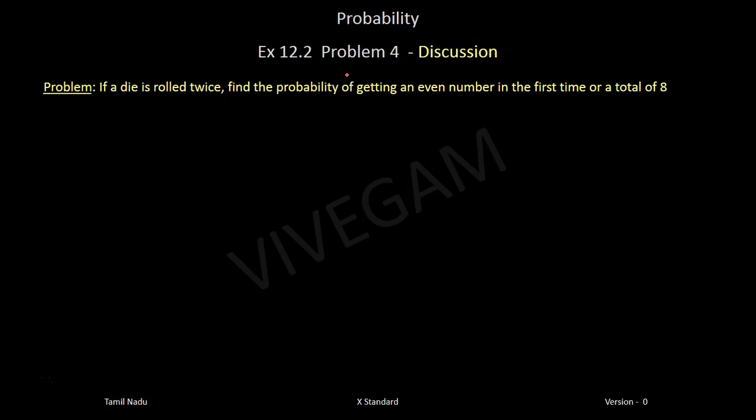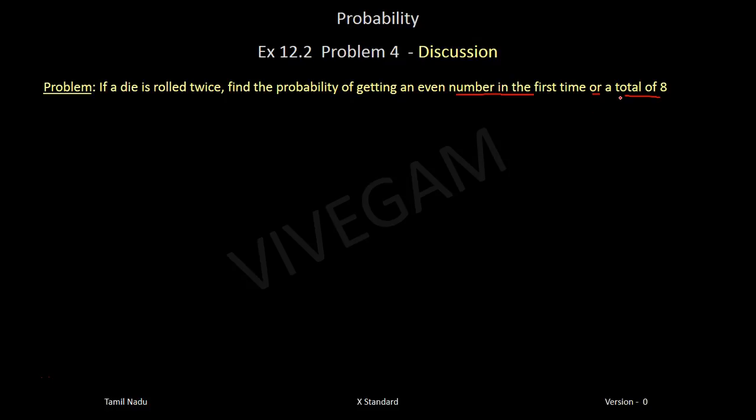If a die is rolled twice, find the probability of getting an even number in the first time or a total of 8. It's a little complicated, but we'll do it, nothing to worry. There are two events. Two dice are thrown, and we want the probability of getting an even number in the first throw or a total of 8. So this is event A, this is event B. When they say "or" it means union, and "and" means intersection. So you are asked to find probability of A or B, which means probability of A union B.